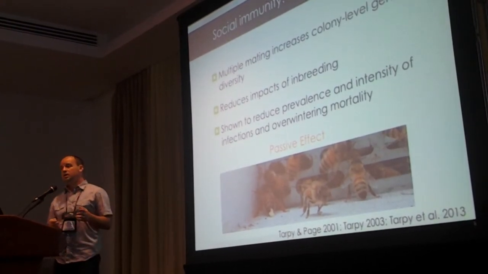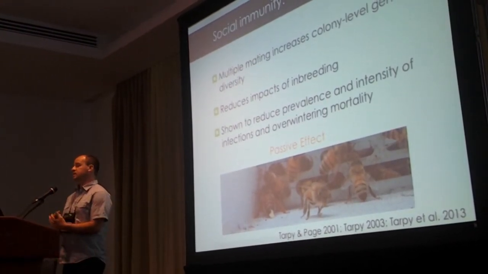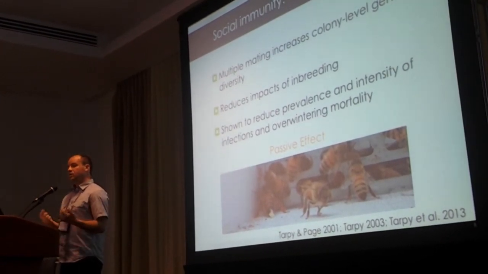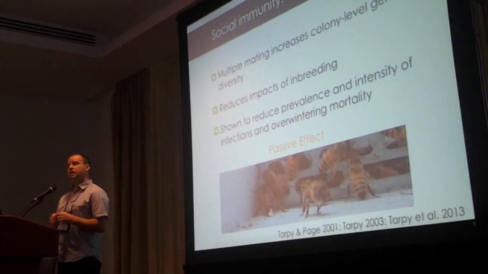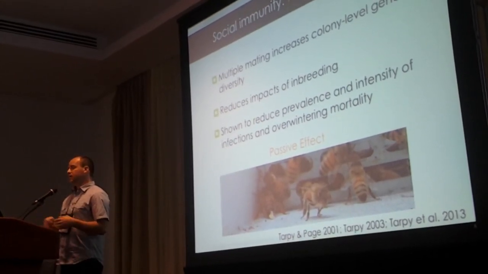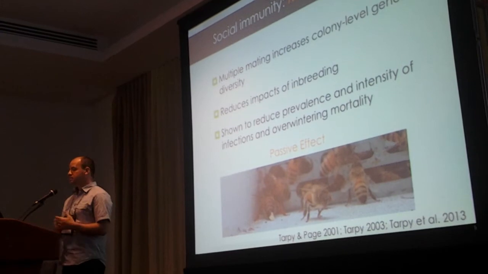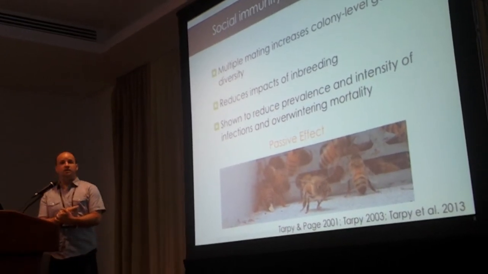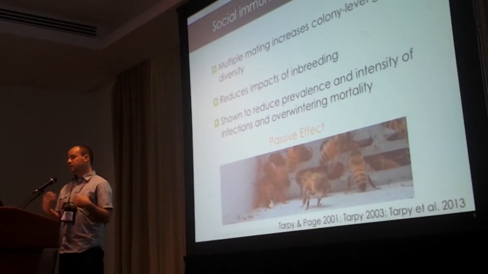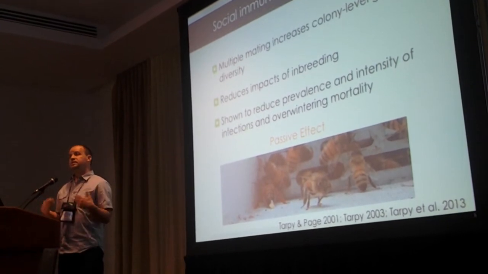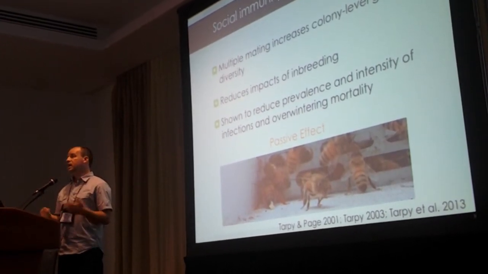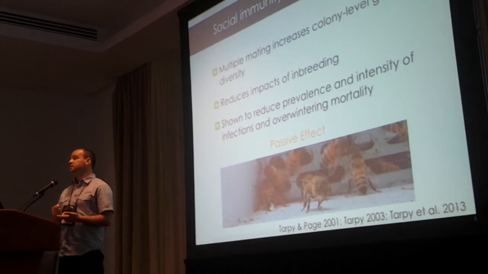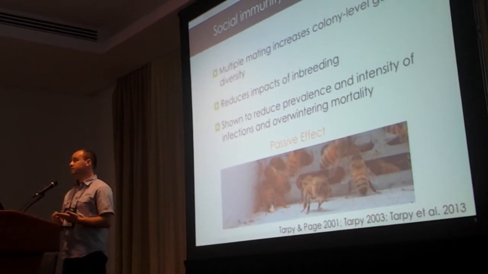So one that loosely fits into this idea of social immunity is multiple mating of the queen. So queens fly out early in their life. They mate with, on average, 12 males. And from a disease perspective, multiple mating increases the genetic diversity within a colony, and this has been shown to reduce disease prevalence, but also intensity of infections.